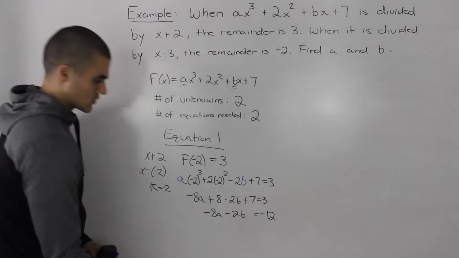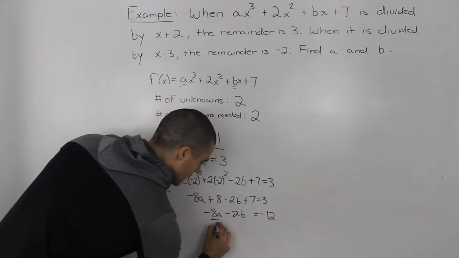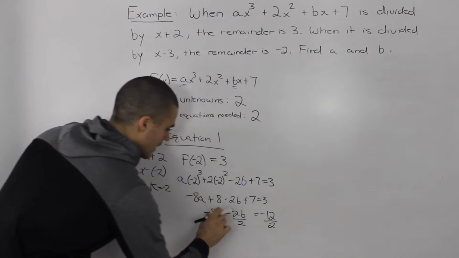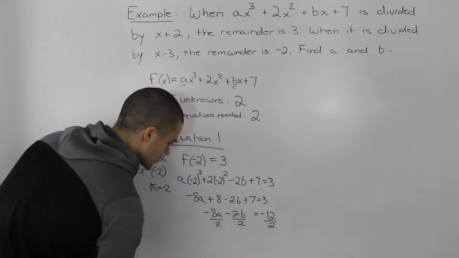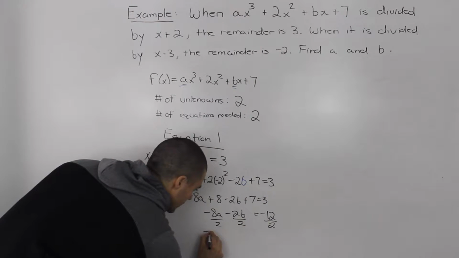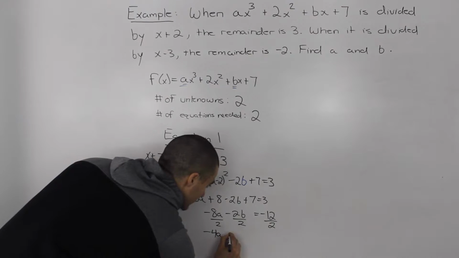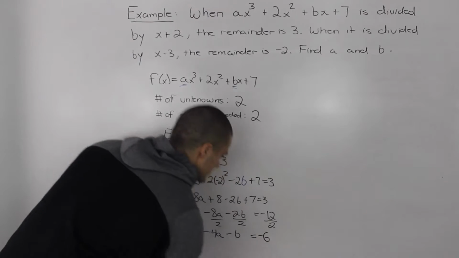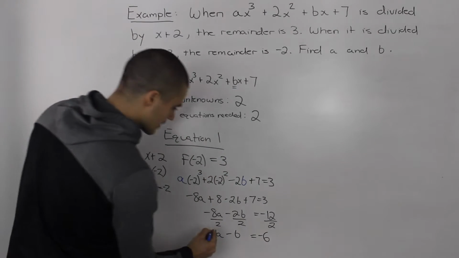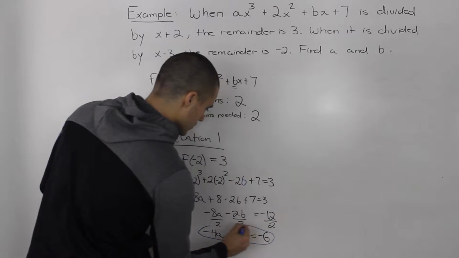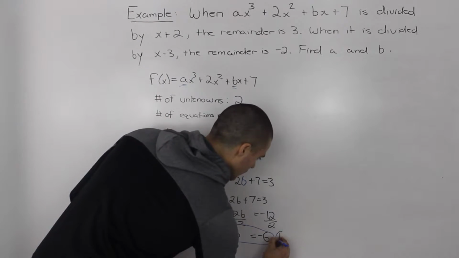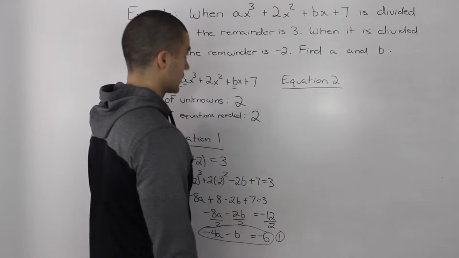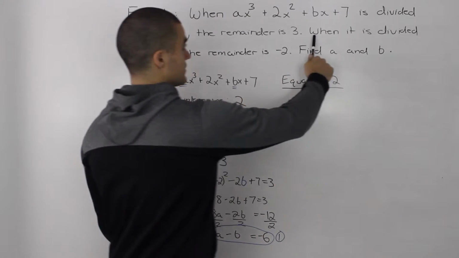And we can simplify this equation more by just dividing everything by 2. 2 is a factor of all these expressions. So we'd end up with negative 4a minus b is equal to negative 6. So this here represents our first equation. Now let's find our second equation, and we can use that with this piece of information over here.